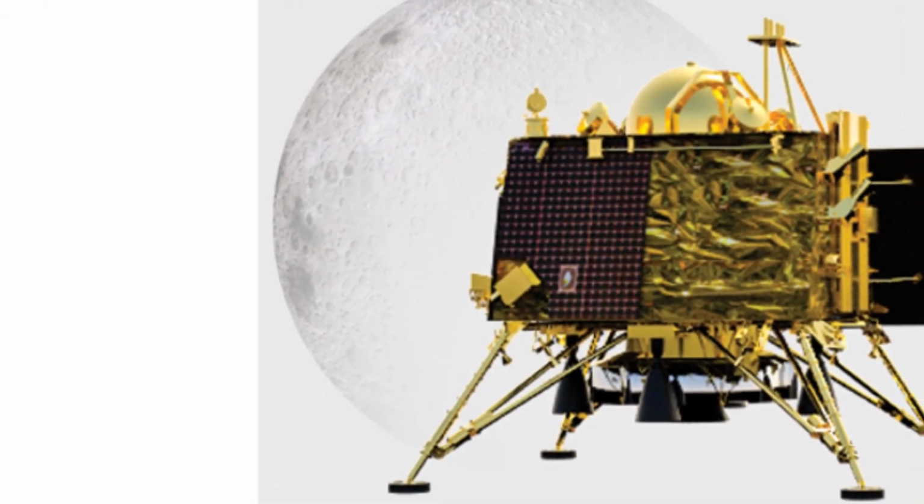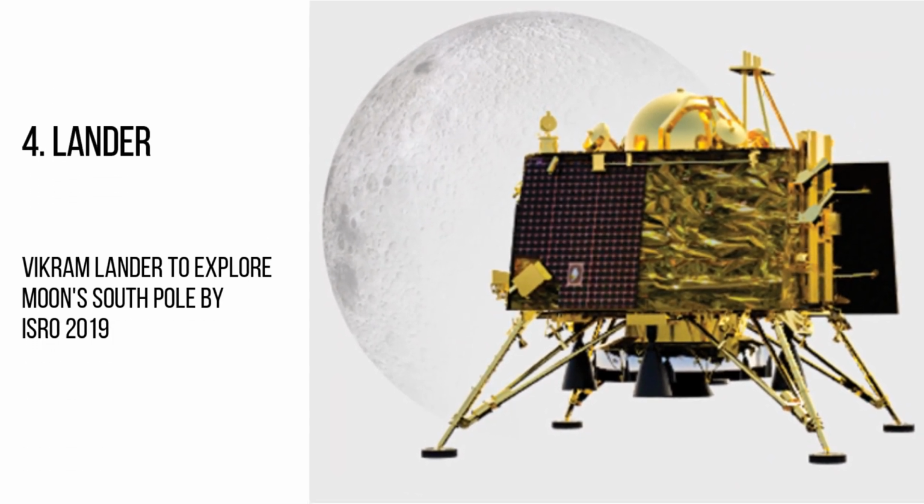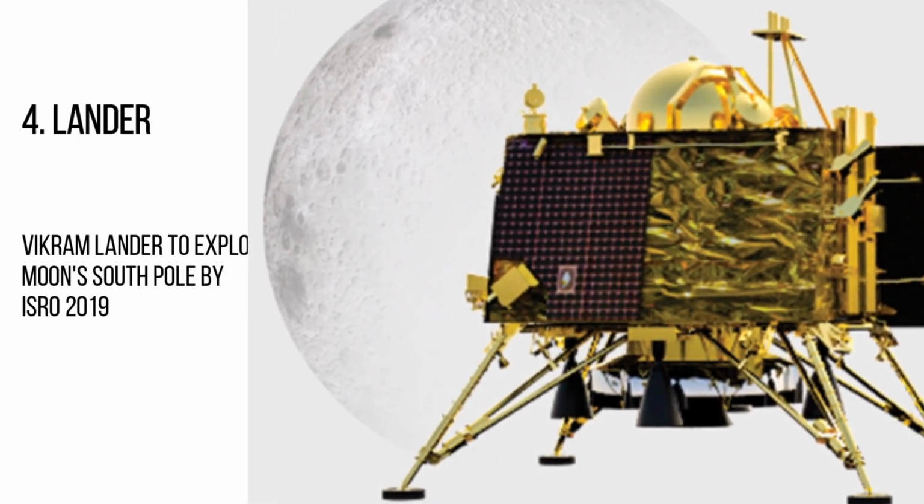Lander. A lander is a craft that can land on another celestial object and study the immediate environment. They can take precise geological and meteorological readings and can conduct basic experiments. And in this picture we can see the Vikram lander, sent to explore the Moon's South Pole by ISRO in 2019.